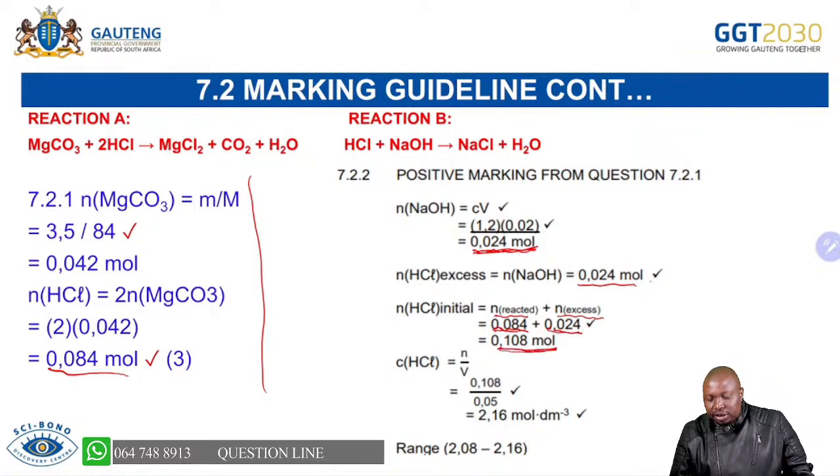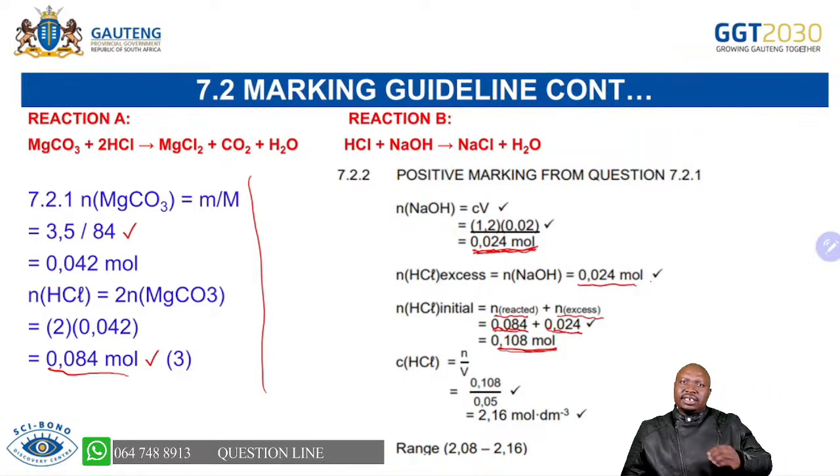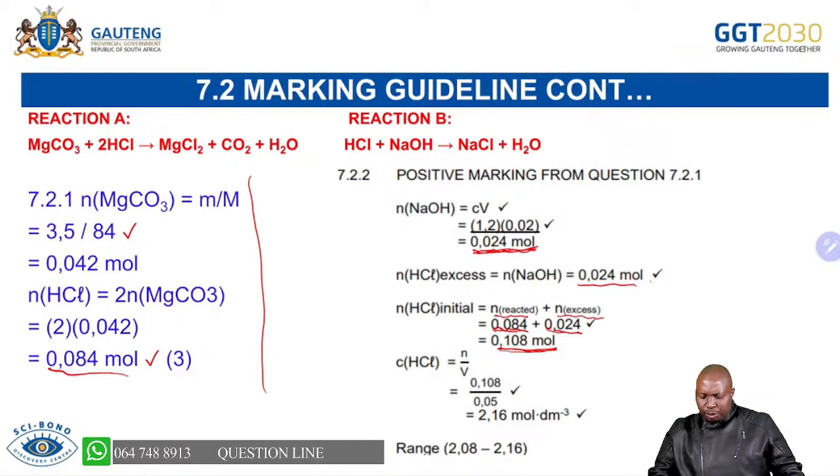So I think you are enjoying these questions, and you will start to practice as many questions as possible, because immediately when you have the number of moles, you can now easily say the concentration of HCl that we had initially is the initial number of moles divided by the 50. Remember, we're given 50 cubic decimeter. So you multiply by 10 to the power of minus 3, you get 0,05 by dividing by 1,000, and then you get your answer, which is 2,16 moles per cubic decimeter.